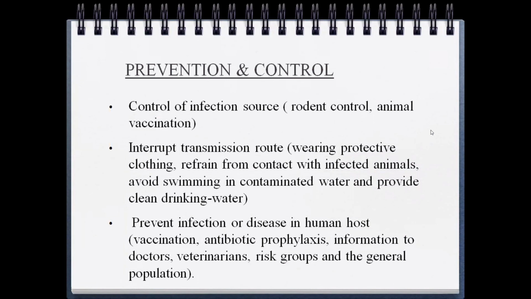Prevention of disease in the human host includes vaccination, antibiotic prophylaxis, and information to doctors, veterinarians, risk groups and the general population. Generally, for the general population, we don't have any vaccination for leptospirosis. But if a person works as a veterinarian and has to deal with animals a lot, or belongs to a high risk group, then sometimes vaccination can be advised, but it's not for the local general population.